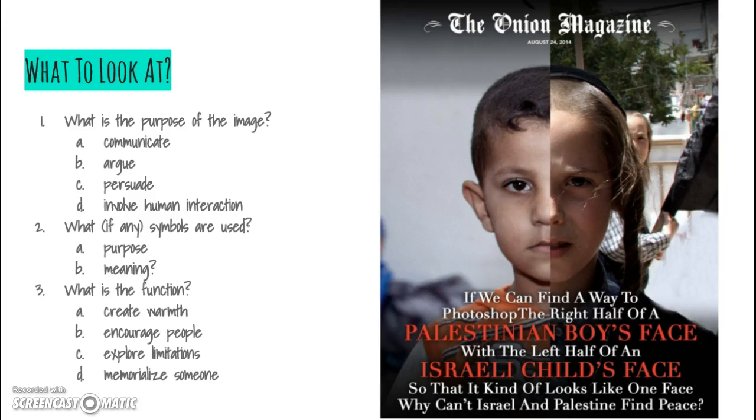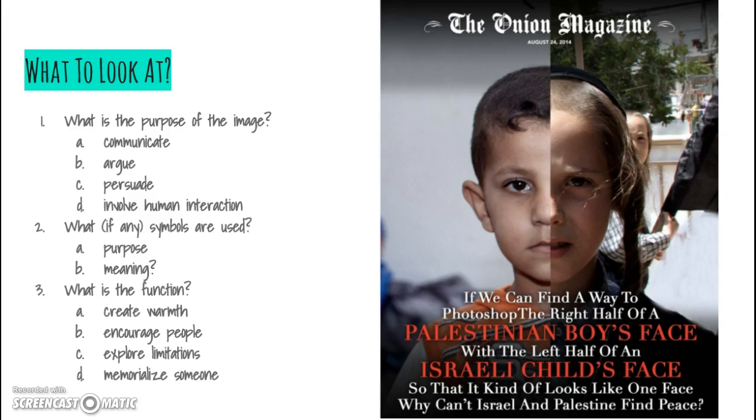I think the rhetorical question, the text they've used, plays into the visual rhetoric. The rhetorical question at the bottom, why can't Israel and Palestine find peace, is involving human interaction, because it's asking us to problem solve or start to be involved. And I also think that it is trying to communicate that there is a problem. So I'm going to go with the purpose is to communicate that there is a problem and to involve human interaction to help start people thinking about finding a solution.